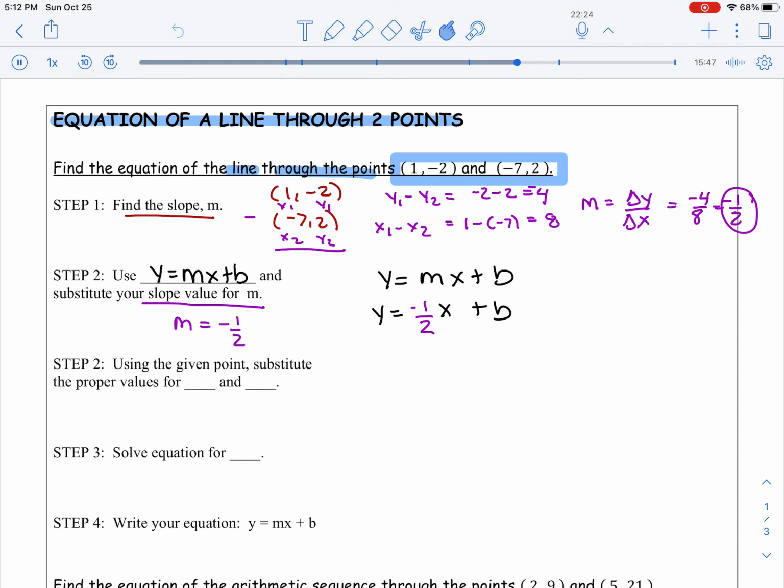Now my third step says using the given point, and in this case I have 2 to choose from, I'm going to substitute the proper values for x and y. Now which values you use really just depends on your personal preference. I'm going to use the point (-7, 2) as my x and my y, but you could have used either of the 2 points. So I'll say 2 equals -1/2 times -7 plus b.